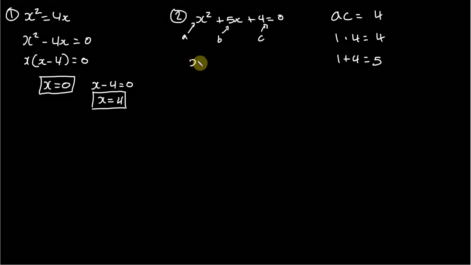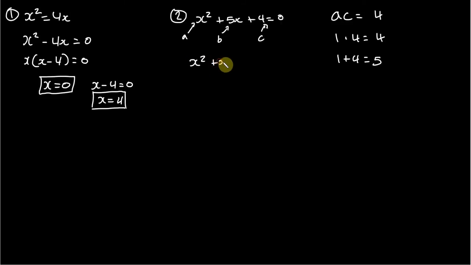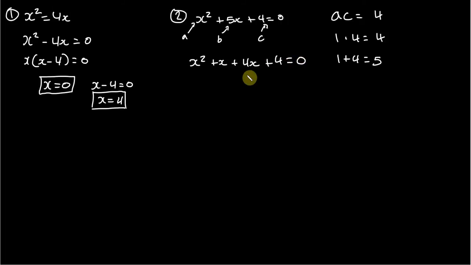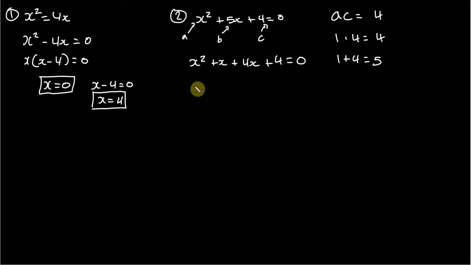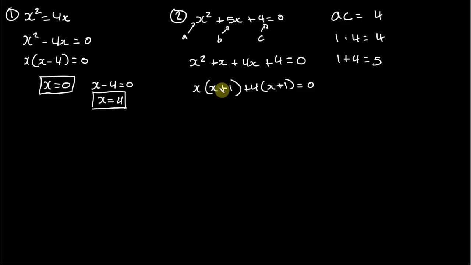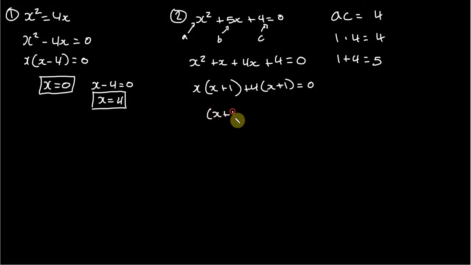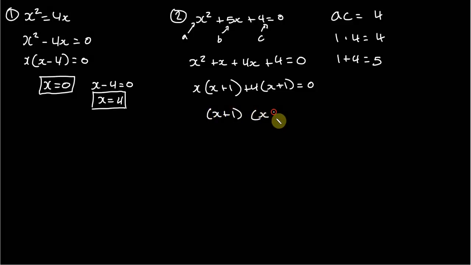So we can rewrite this equation as x squared plus x, which is for our 1, plus 4x plus 4 equals 0. We can factor out an x here, so it's going to be x times (x plus 1). And we can factor out a 4 here, so it's going to be plus 4 times (x plus 1). And this is exactly where we want to be, because now we can factor out one of these x plus 1 terms. And so we're left with (x plus 1) and (x plus 4).